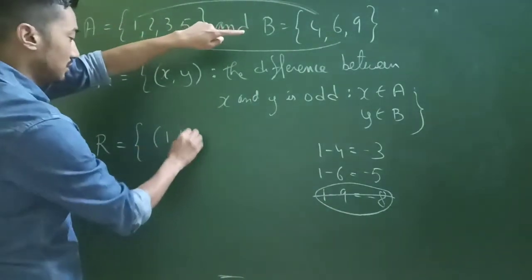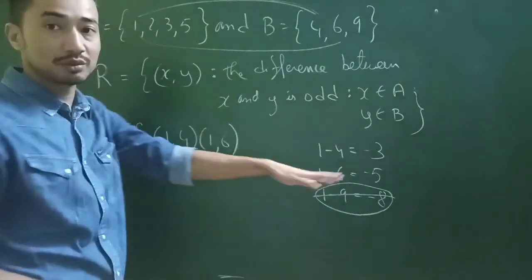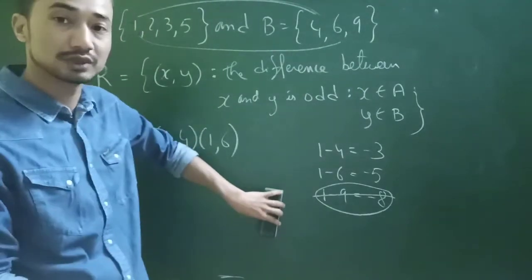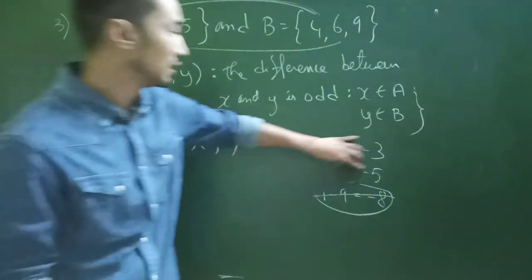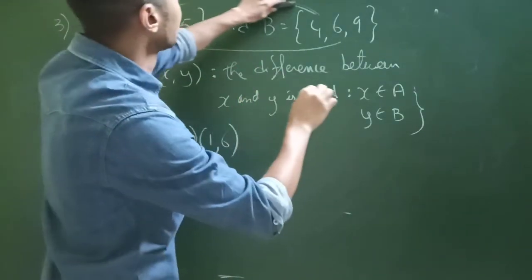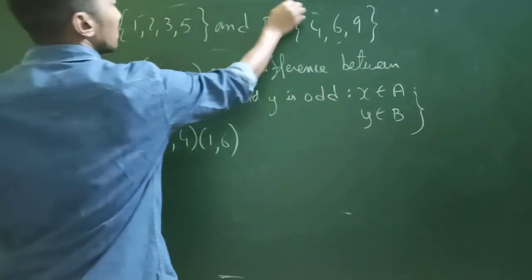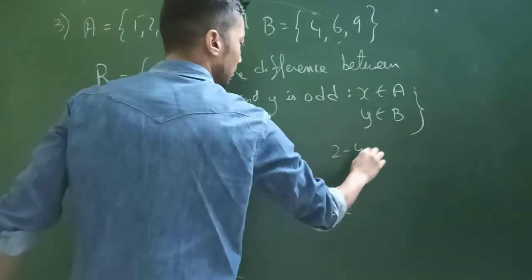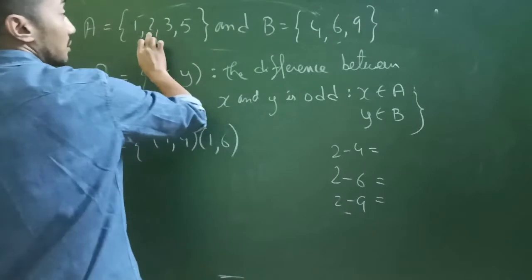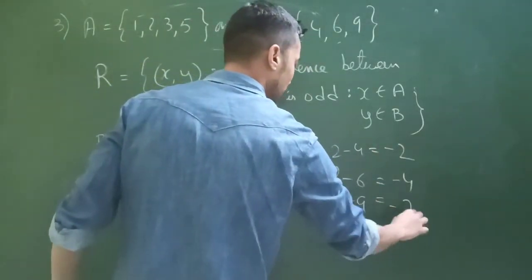So 1 4 and 1 6 are done, those are the options for 1. Let me wrap it up. Next, 2. 2 minus 4, 2 minus 6, 2 minus 9. So 2 4, 2 6, 2 9. 2 minus 4 is minus 2, 2 minus 7.